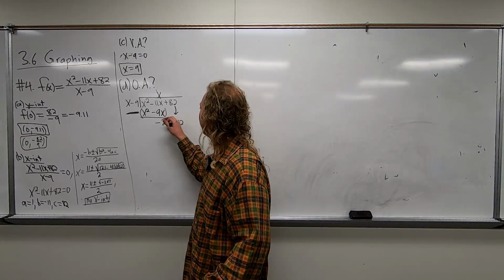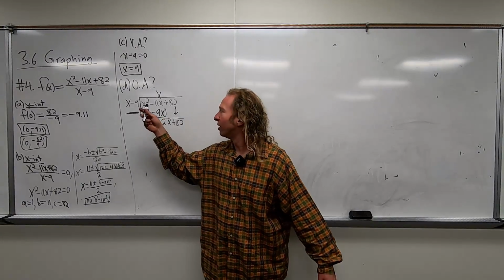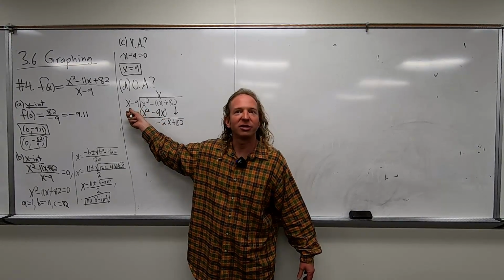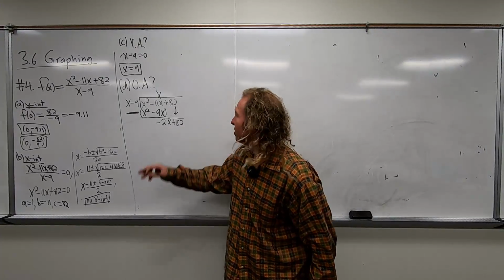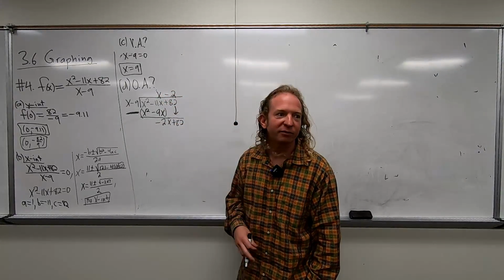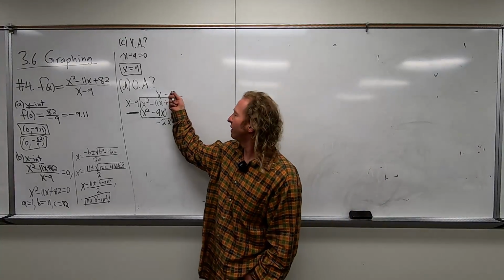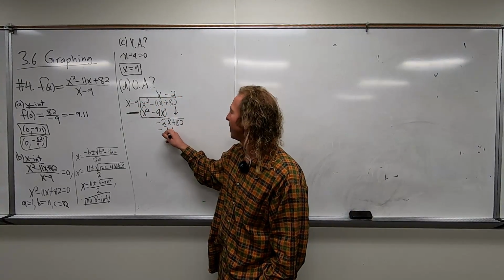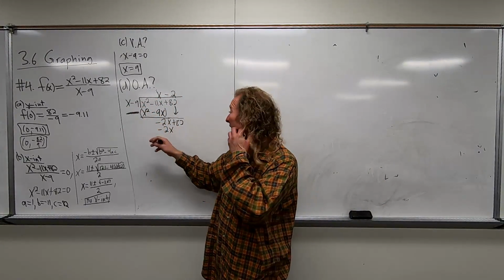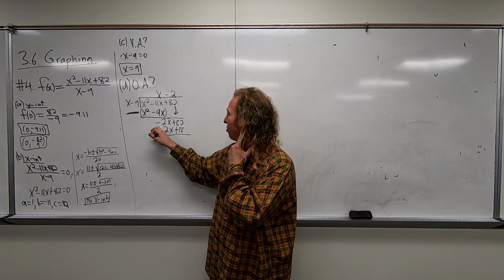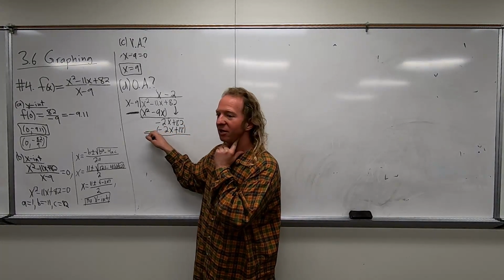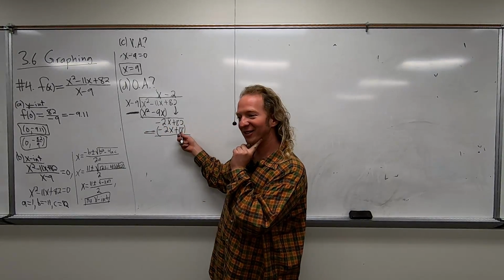Then you start the process over again. You ask yourself, what do you multiply by x in order to get negative 2x? Negative 2, very good. So then you put the negative 2 here. Then you repeat the process. Negative 2 times x is negative 2x. Negative 2 times negative 9 is positive 18. Parentheses, big giant minus sign. What's that going to give us? 64.